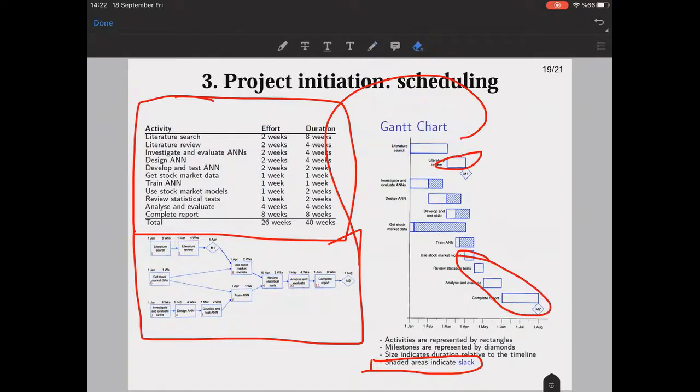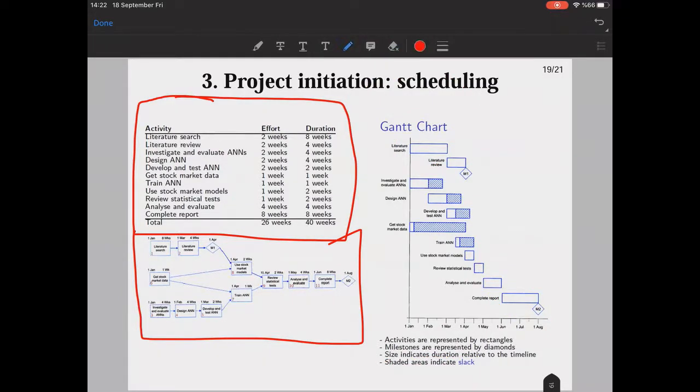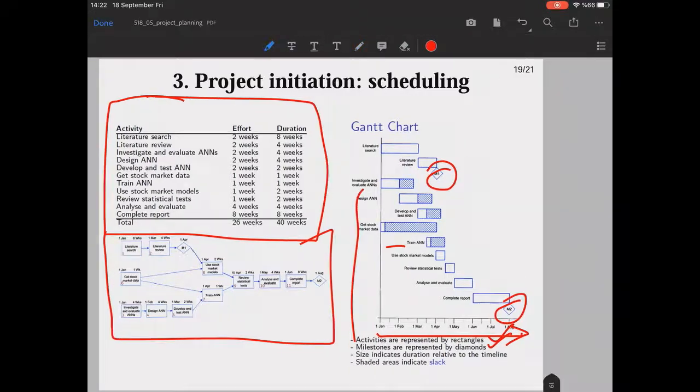You can see from the Gantt chart more easily. It's more explanatory, more clear. Activities are represented by rectangles here, and milestones are represented by diamonds again. You can see your milestones. And size indicates the duration related to the timeline. You have this y-axis here reserved for time, and the x-axis is reserved for your rectangles, your bar charts, your tasks.